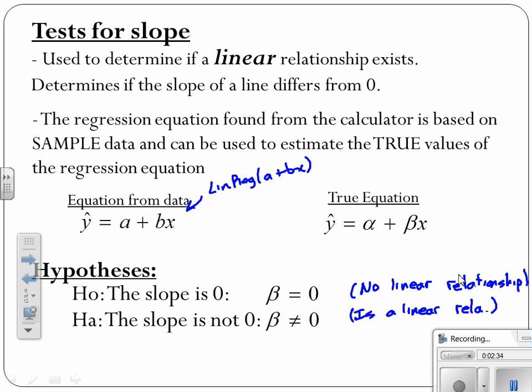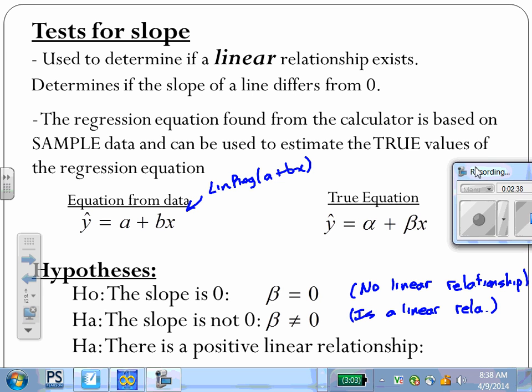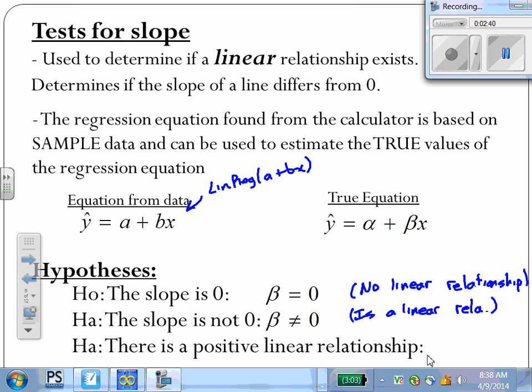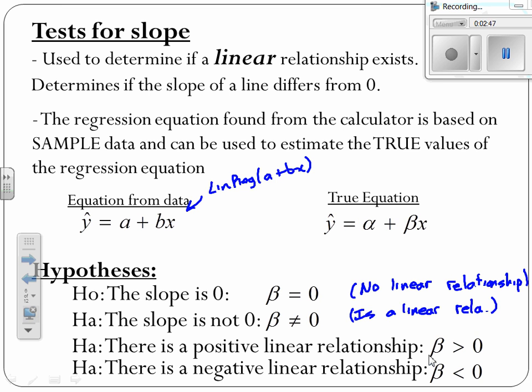But we can actually go a step further with the alternative, and maybe we take a look, is there a positive linear relationship, in which case the slope would be positive. And maybe there's a negative, in which case there would be a negative relationship.